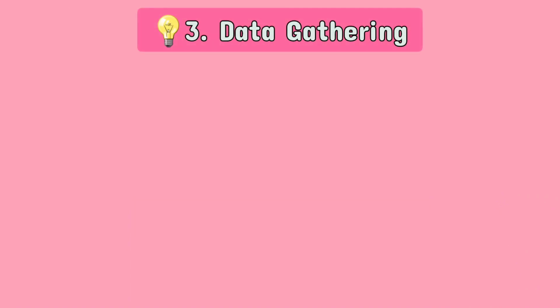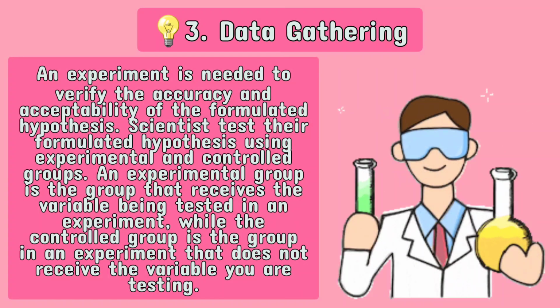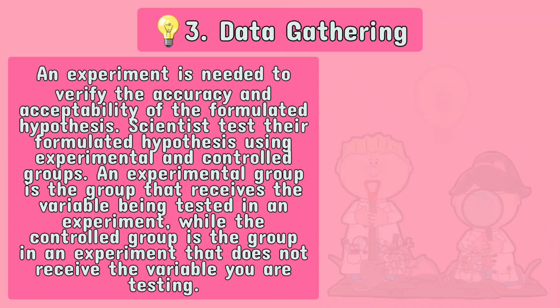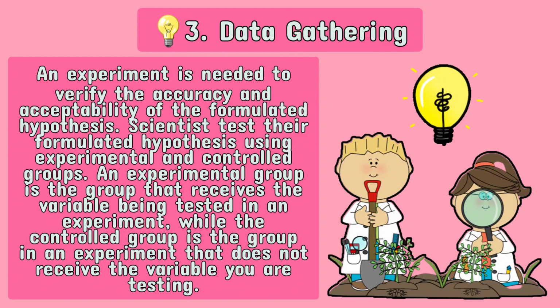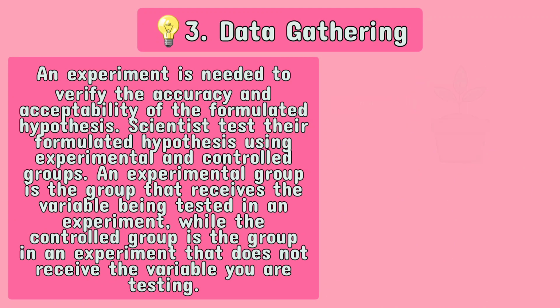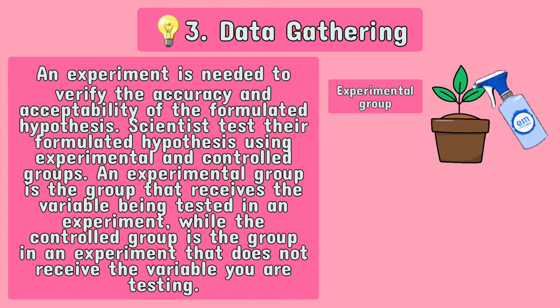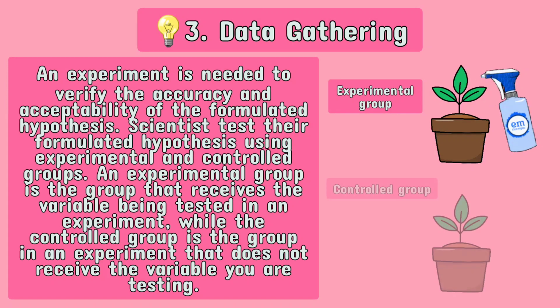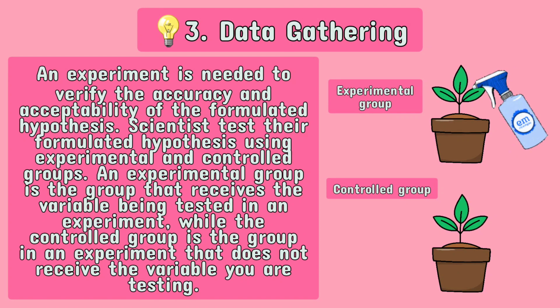The third step is data gathering. An experiment is needed to verify the accuracy and acceptability of the formulated hypothesis. Scientists test their formulated hypothesis using experimental and controlled groups. An experimental group is the group that receives the variable being tested in an experiment, while the controlled group is the group in an experiment that does not receive the variable you are testing.